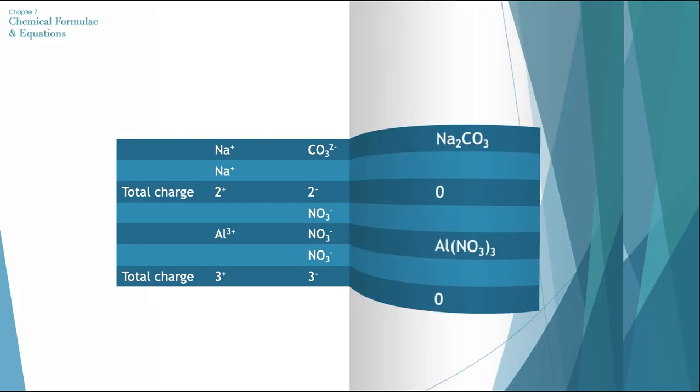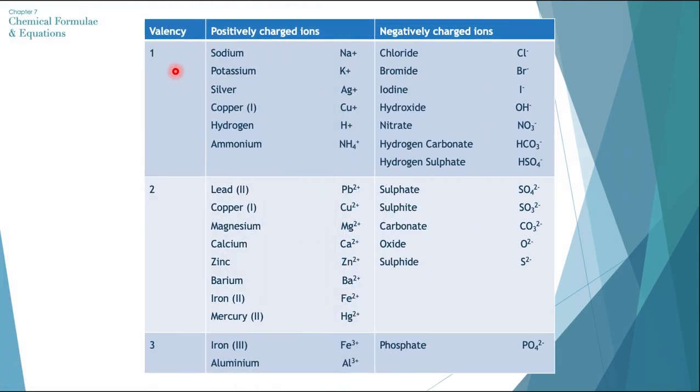Here we have a chart of the valency of some ions. Here we have the positively charged ions, and here we have the negatively charged ions. I really want you to memorize this entire table, as it will be so helpful in the upcoming things we're going to learn. Very helpful in making chemical equations. So here we have the positively charged ions and the negatively charged ions with a valency of 1.